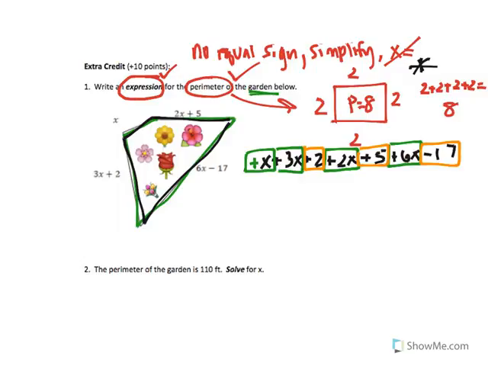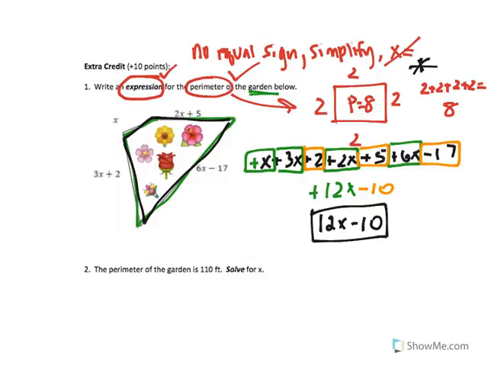I add x plus 3x gives me 4x, plus 2x gives me 6x, plus 6x gives me a positive 12x. I combine my constants. I have positive 2 plus 5 gives me 7, minus 17 gives me negative 10. There are no more terms that I can combine. My answer is 12x minus 10.